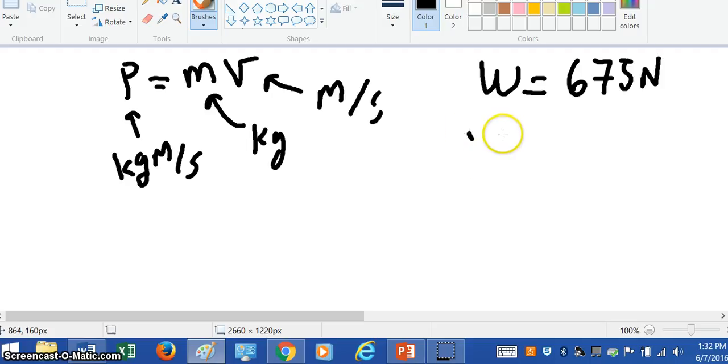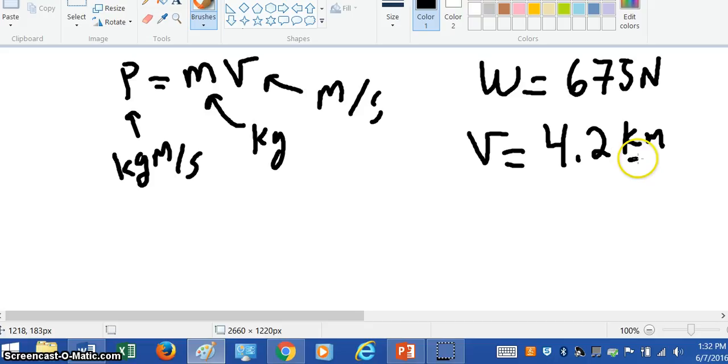Okay, so we know the weight, and we know the velocity. Let's say the velocity of that person is 4.2 kilometers per hour. All right, so this will give me a chance to do some conversions. The velocity obviously is not in the proper units; it has to be in meters per second. So why don't we start with that? We'll change the velocity to meters per second, and the weight.